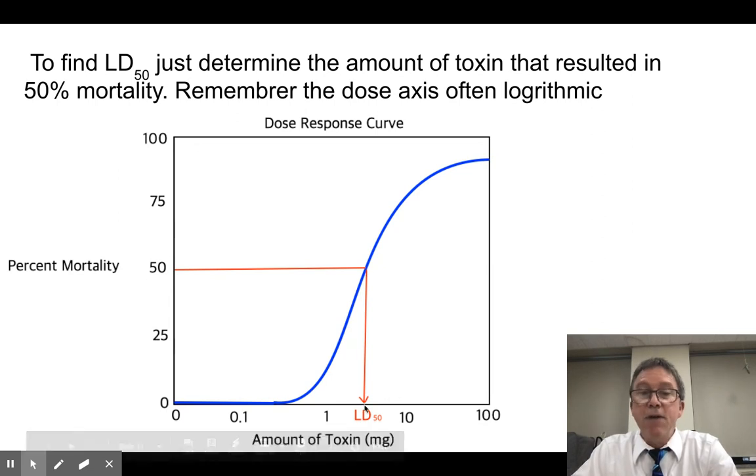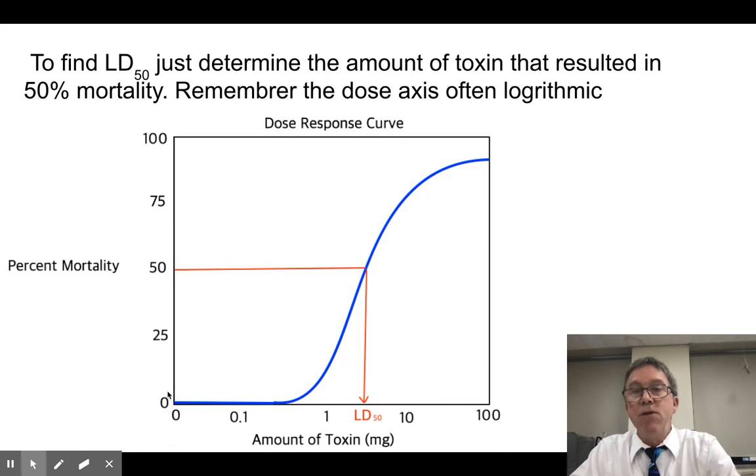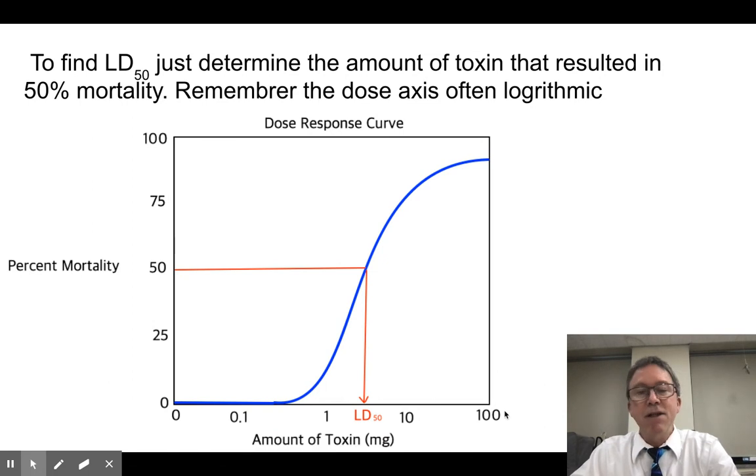Now, it's worth noting that in most cases, we're going to have a very wide range of doses that we give. We've got to give enough to get more than 50%, or we're not going to know what the LD50 is. So often we're going to end up having to use, like I have here, a logarithmic scale, which is a little bit difficult to interpolate, but you guys have done it before, and you can do it again. I think we did this with survival curves.